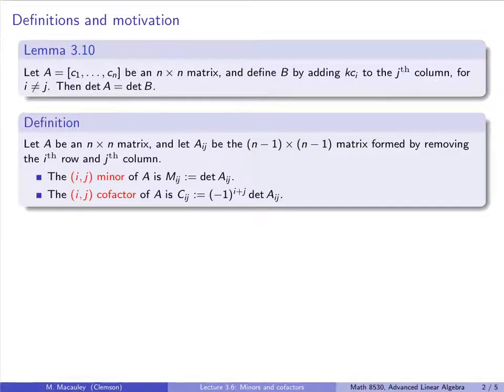Let's define the terms that appear in the title of this lecture. If A is an n by n matrix, which we will assume throughout, then we will define Aij to be the n minus 1 by n minus 1 matrix formed by removing the ith row and the jth column. Now the i-j minor of A is just the determinant of that submatrix. So let me draw a picture of this.